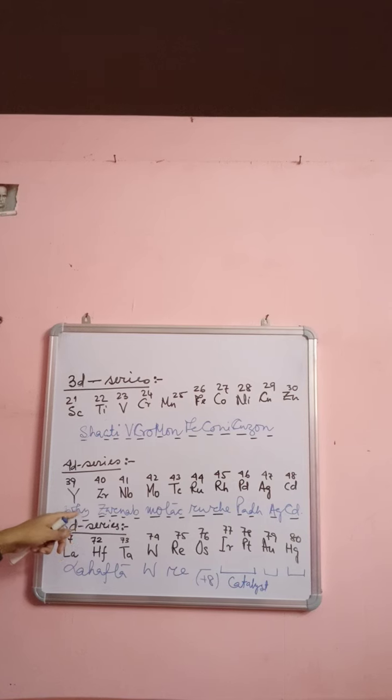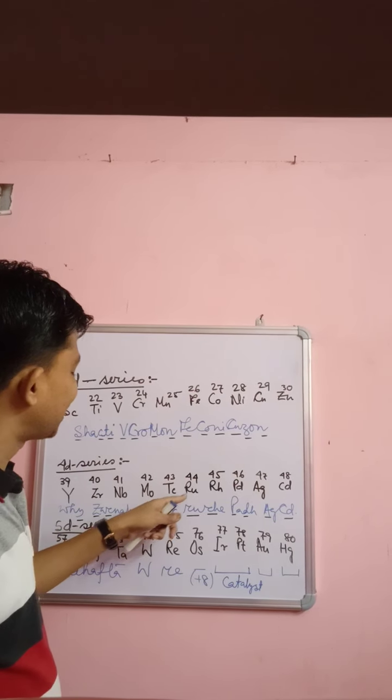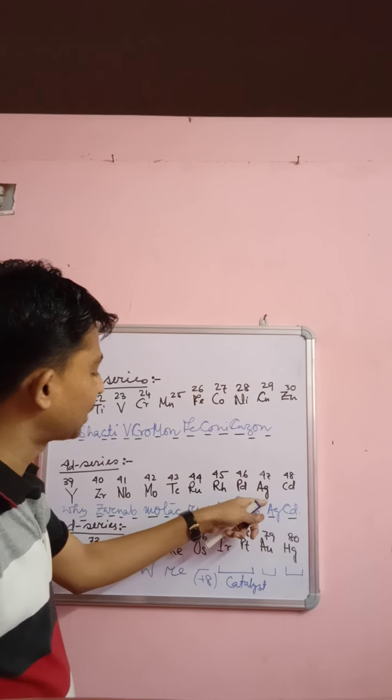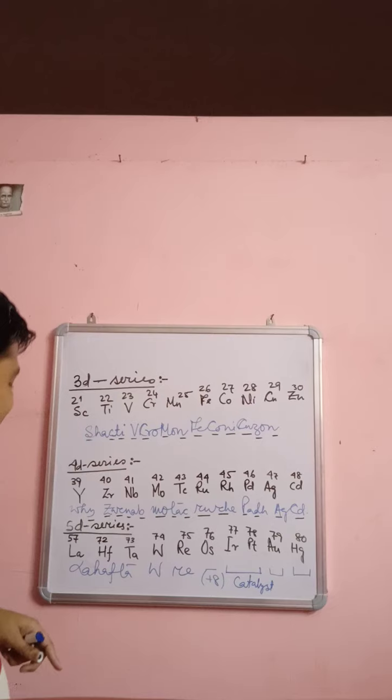So from this we can get yttrium, zirconium, niobium, molybdenum, technetium, ruthenium, rhodium, palladium, silver and cadmium. Then come to the 5D series.